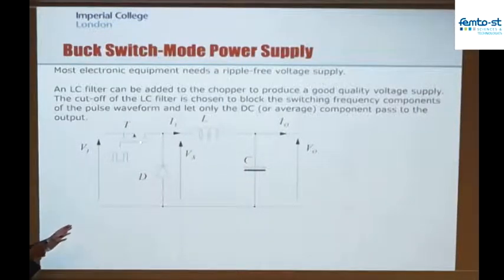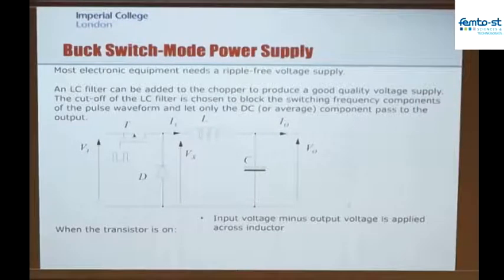If I operate this transistor with a duty cycle of 50%, then I'll see a square wave at this point with a duty cycle of 50%, which I'll low-pass filter. So the output voltage at that point I would expect to be exactly half of Vin. If I make the duty cycle 25%, I'd expect the output voltage to be a quarter of Vin. But purely because, while I'm operating this, that transistor is either fully on or fully off, there's almost no power loss. So when the transistor's on, the input voltage minus the output voltage is applied across the inductor. So there's a certain output voltage here. Think about how we analyze this now.